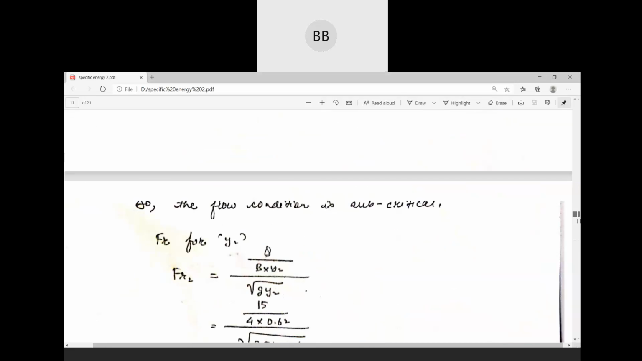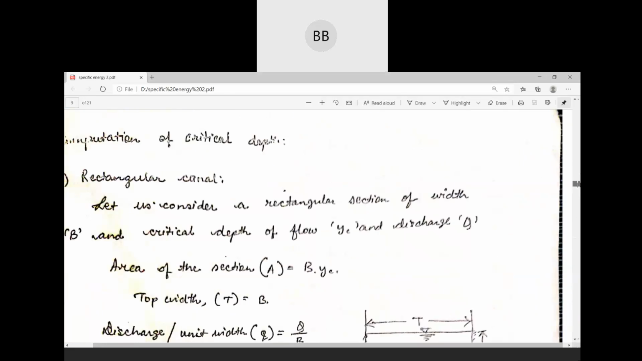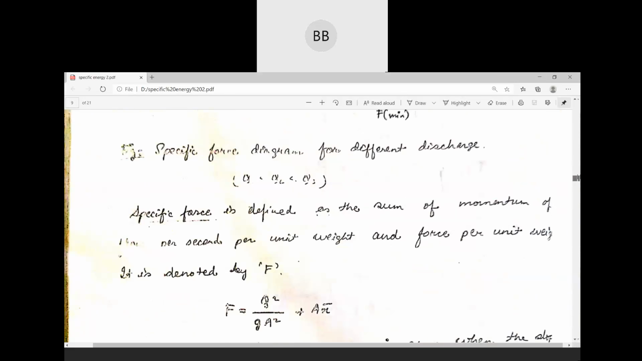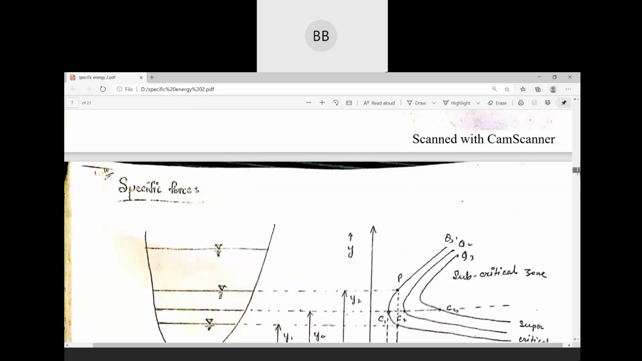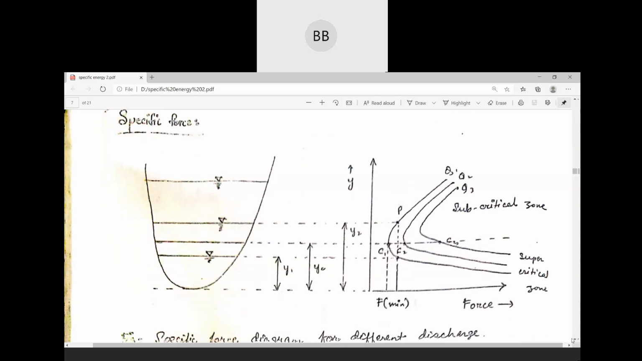So we are almost towards the end of this unit. Only one thing we need to discuss, that is your specific force. This is a very small topic, and then we have a derivation. The derivation part we will do in the next class.